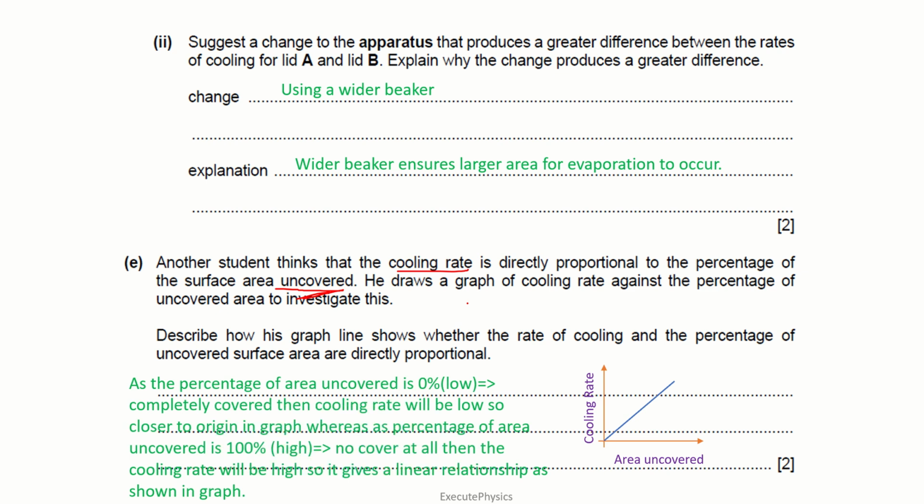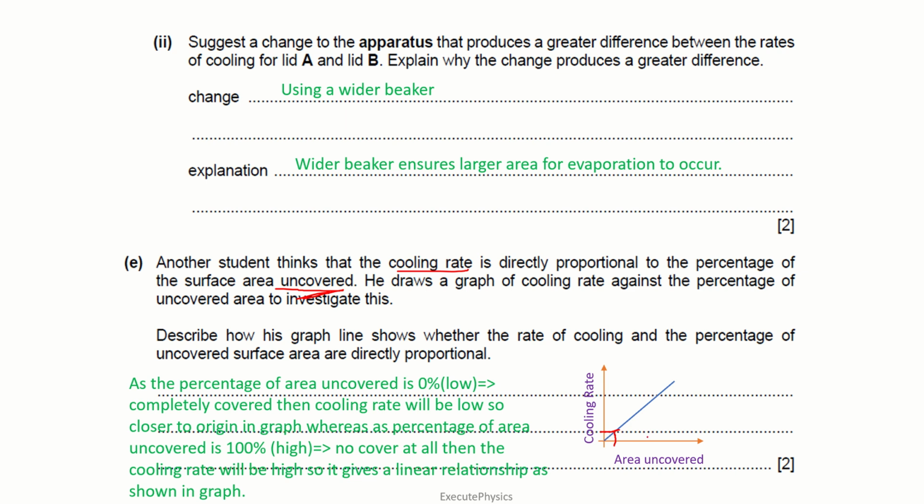So let's see how. If the area uncovered was 0%, that is, it is fully covered, then what would be the rate of cooling? It will not cool down, right? Because it is completely closed. So the rate of cooling will be a very low value, closer to the origin. Am I right? It would be somewhere over here, if the percentage of uncovered area is very less.